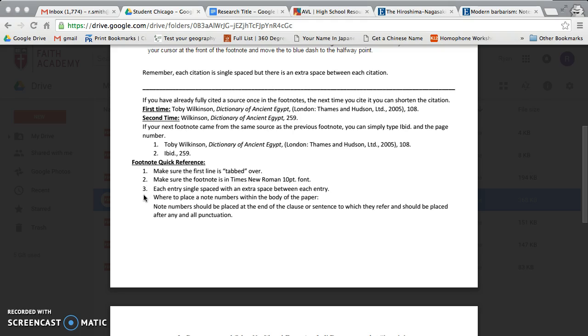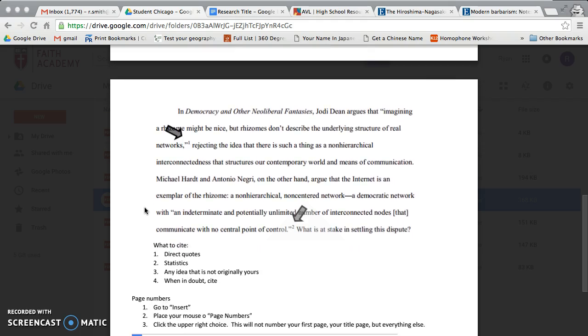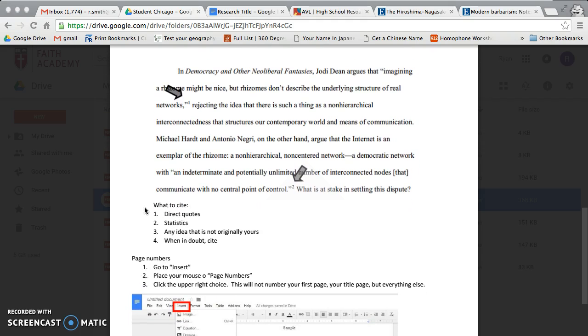Now, where to place a note number within your paper. Note numbers should be placed at the end of the clause or sentence to which they refer and should be placed after any and all punctuation. So here's a sample I found online, and in it she has a direct quote. So you can see the open quotation marks, "Imagining a rhizome might be nice, but rhizomes don't describe the underlying structure of real networks." Close quotation mark, and then the footnote number. Right? You can see she did the same thing down here.